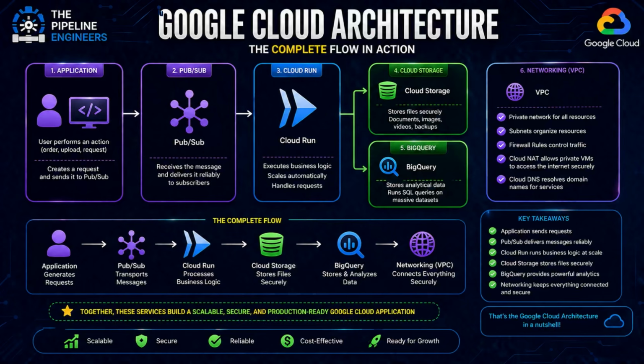So, let's quickly summarize this. The application generates requests, Pub/Sub transports messages, Cloud Run processes business logic, Cloud Storage stores files, and BigQuery stores analytical data. Networking services securely connect everything together. This is the overall picture of a production-ready Google Cloud application.